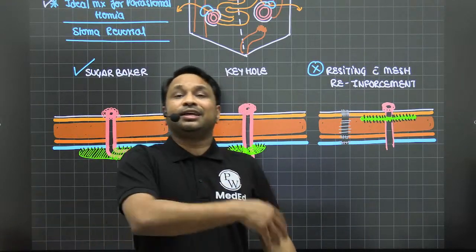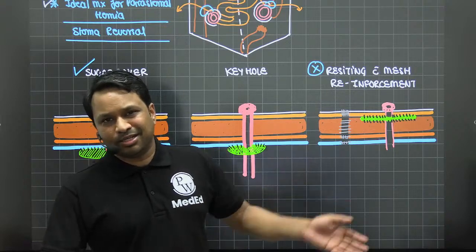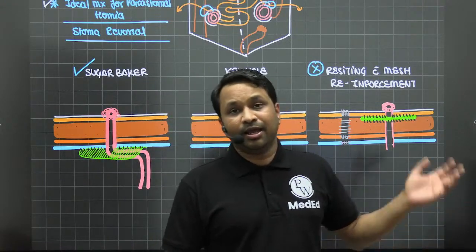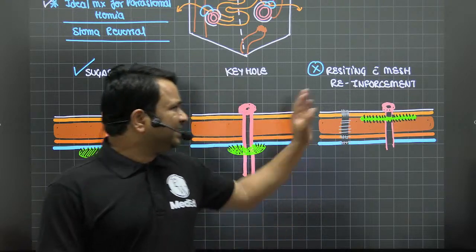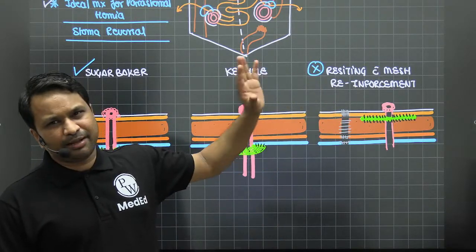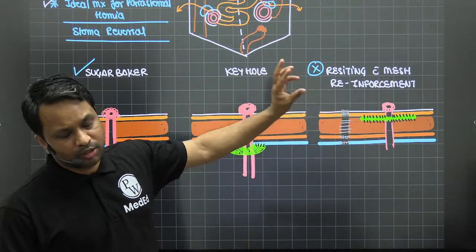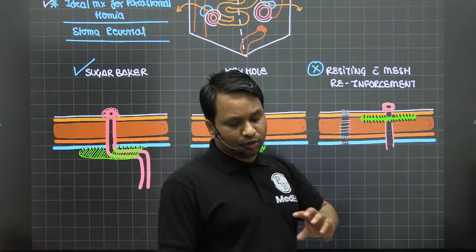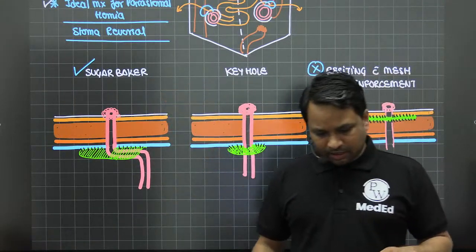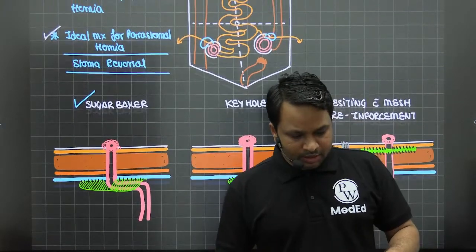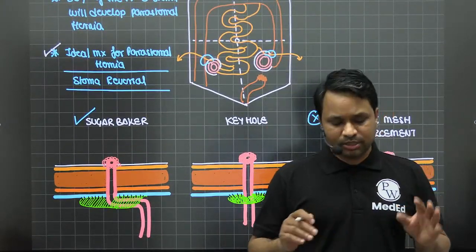Now you're closing and creating another site. Because the incidence of parastomal hernias is still high, I don't want to take that risk and not be able to create any other site. So resiting is a poor option because you're creating multiple holes in the abdominal wall, not recommended. So either you go with Sugarbaker or keyhole. If you give me one option to pick, that is going to be your Sugarbaker surgery. Okay? So this is all in the context of parastomal hernia as well.